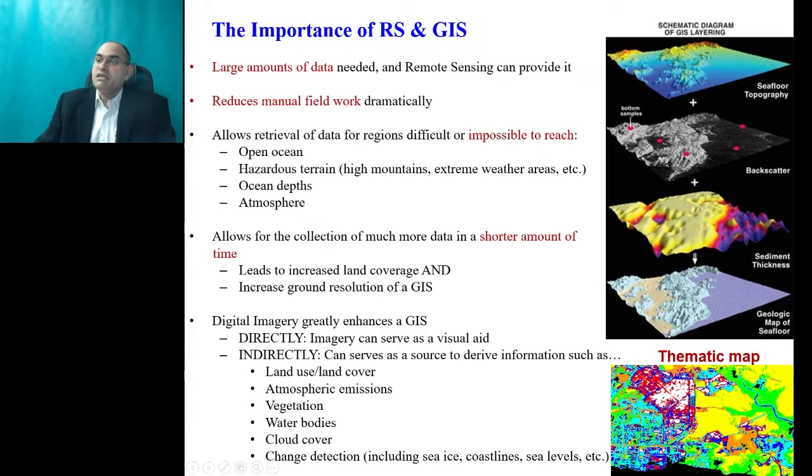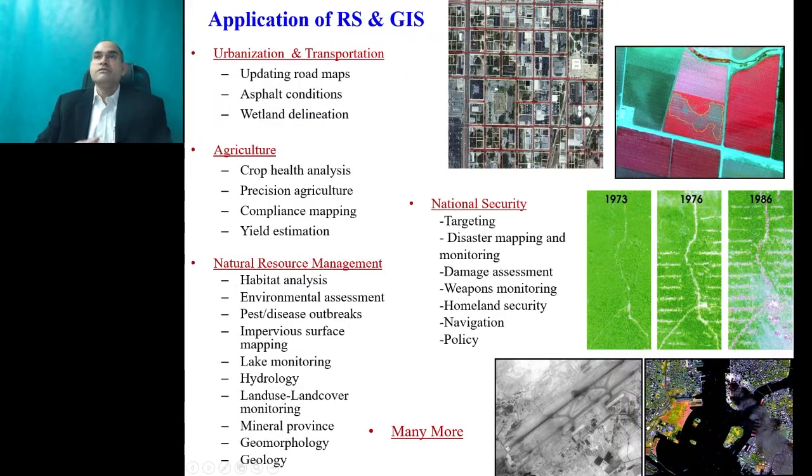and change detection. I have been working for the last 10 or 15 years in remote sensing and GIS, and I can say that in every field we can use remote sensing and GIS, like urbanization, transportation, agriculture, natural resource management, national security, and many more. So in each field we can use remote sensing and GIS.